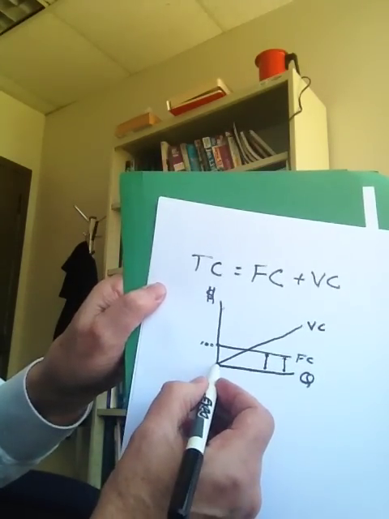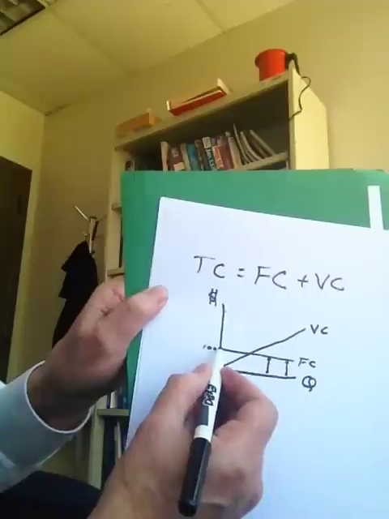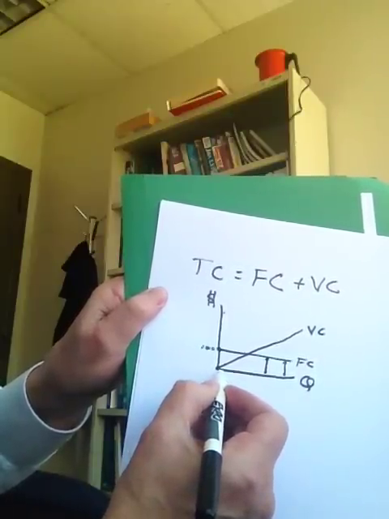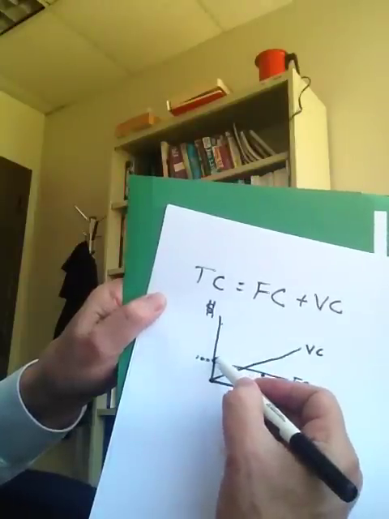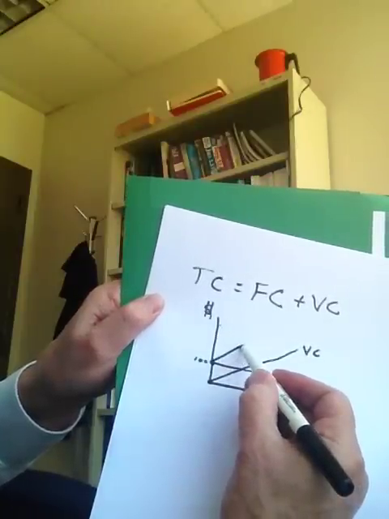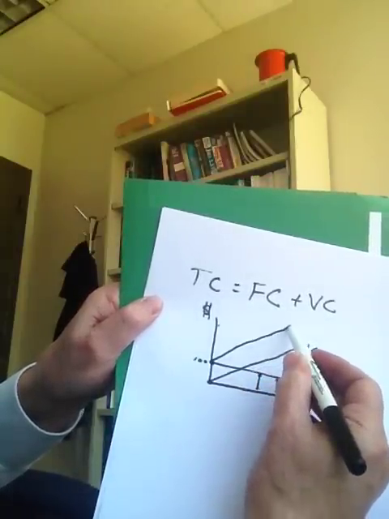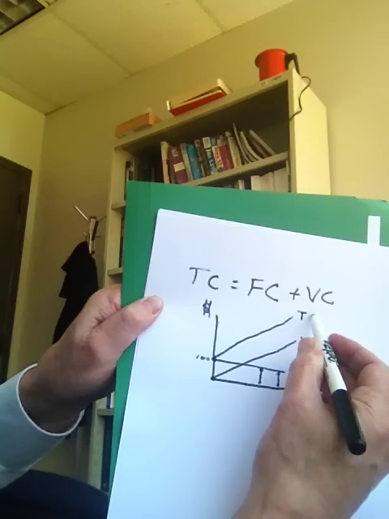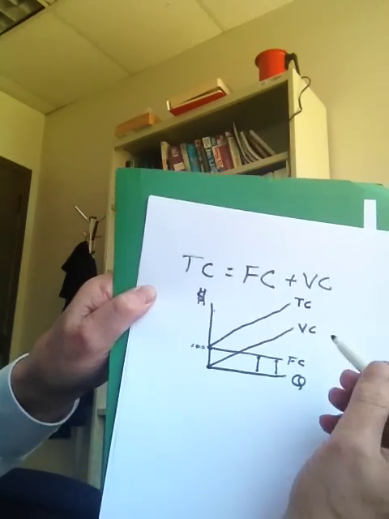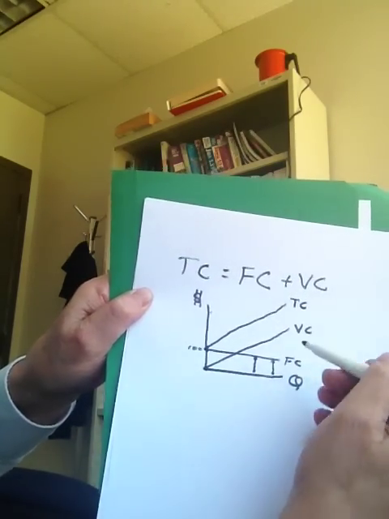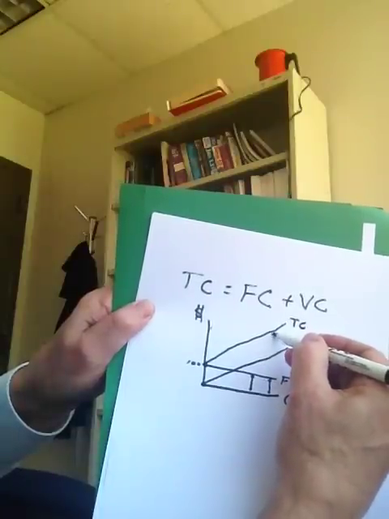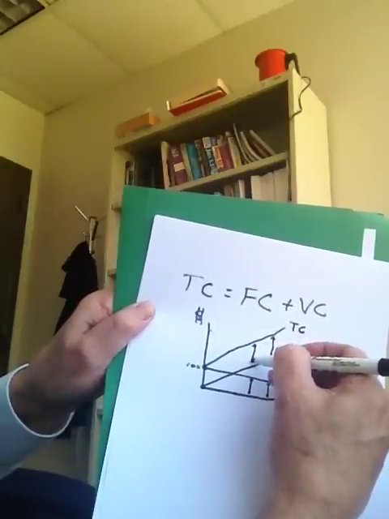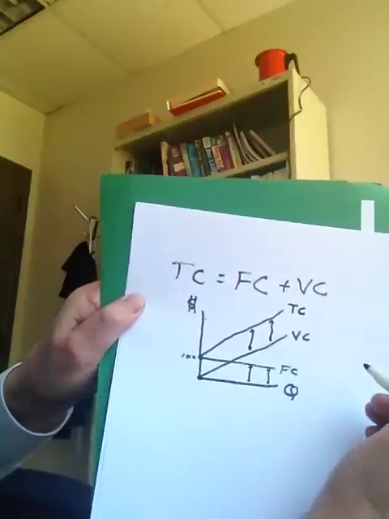When output is 0, our total cost will be there because variable cost will be 0. And the total cost curve will slope up like this. Notice how it will be parallel to the variable cost curve. So that will be total cost. Notice that the difference between total cost and variable cost is fixed costs.